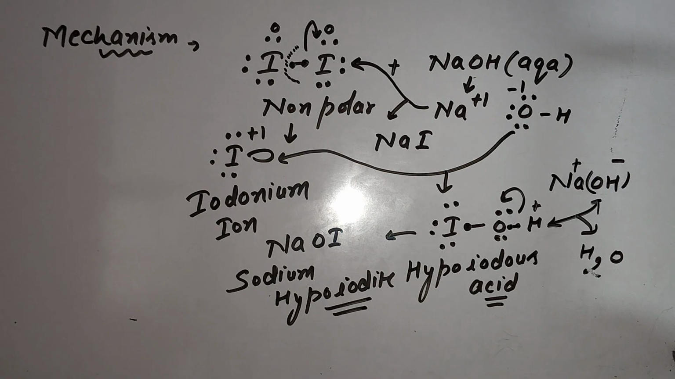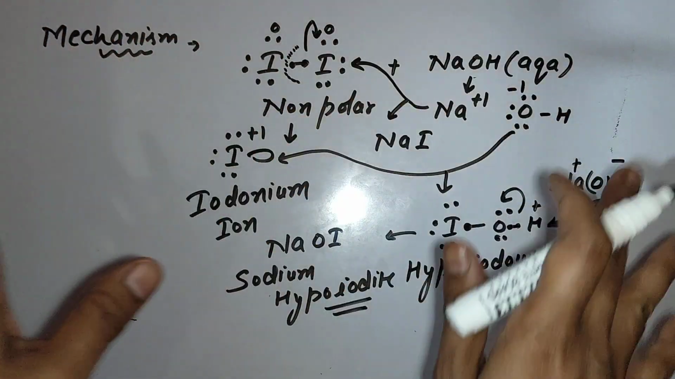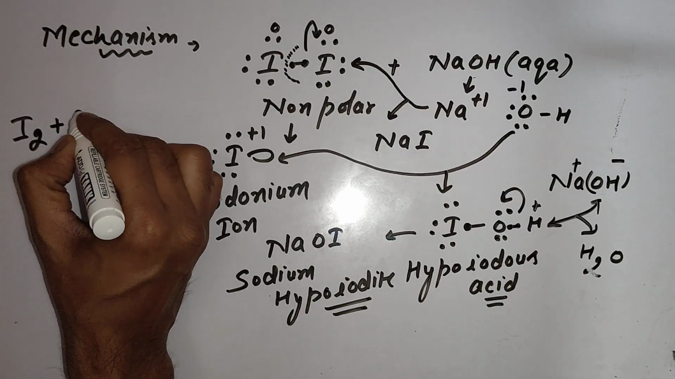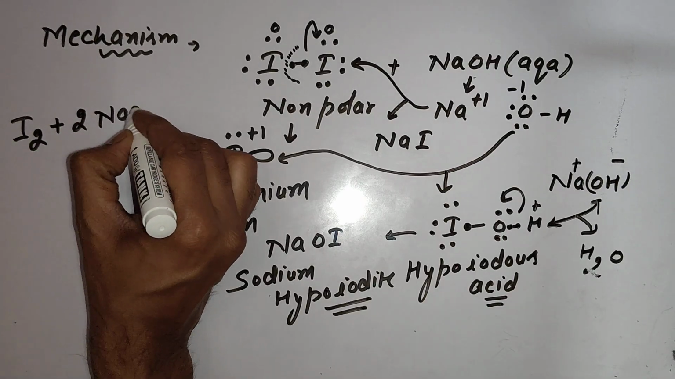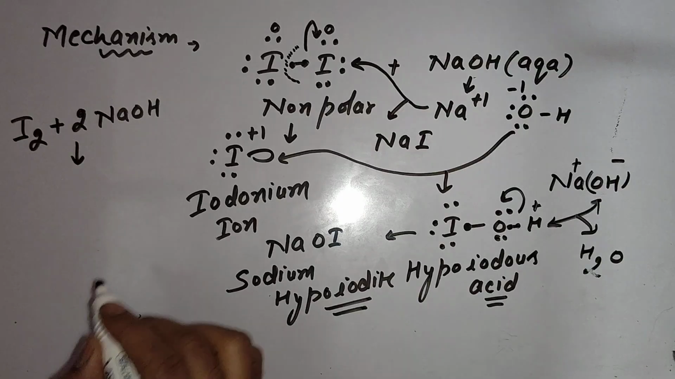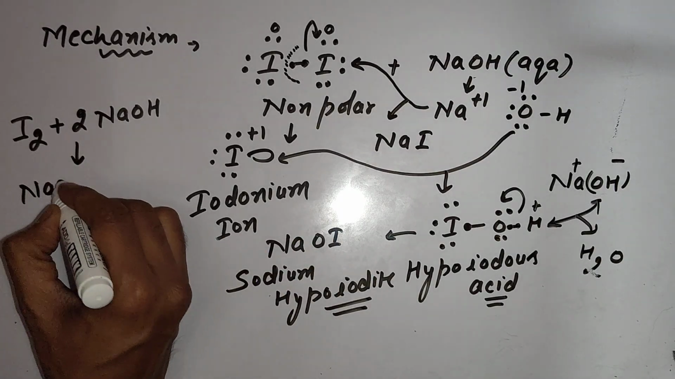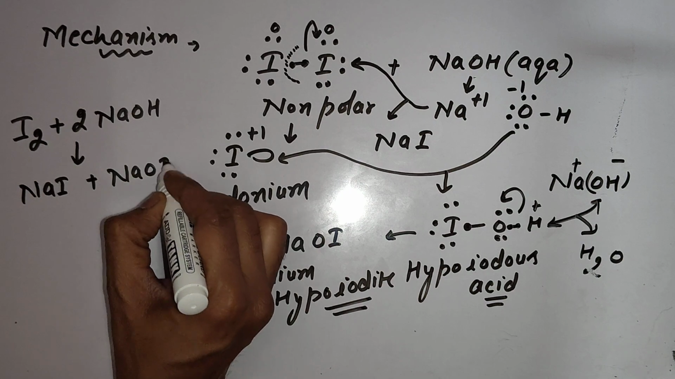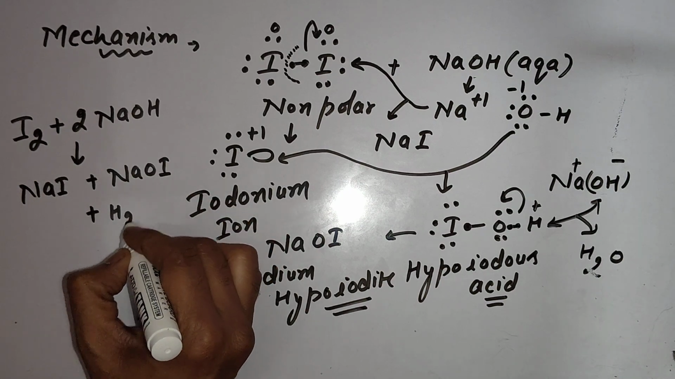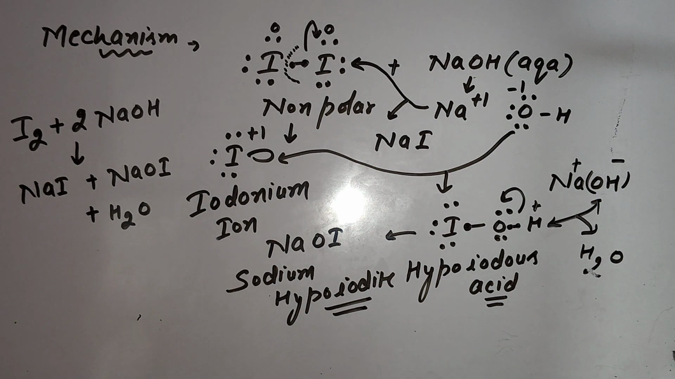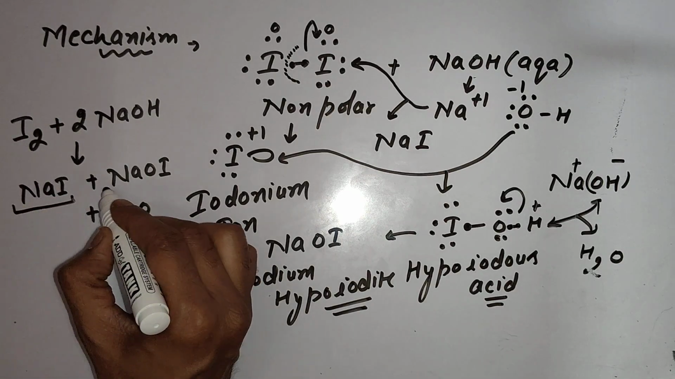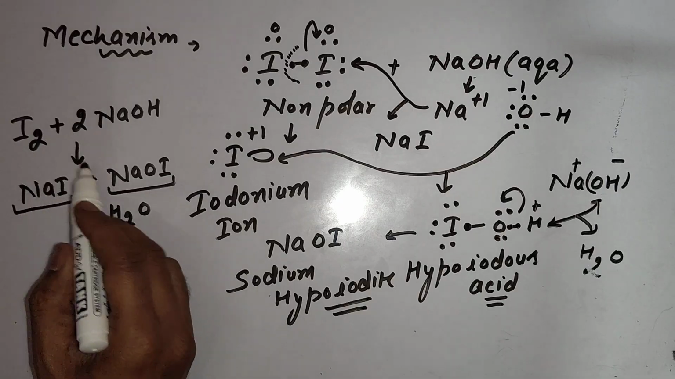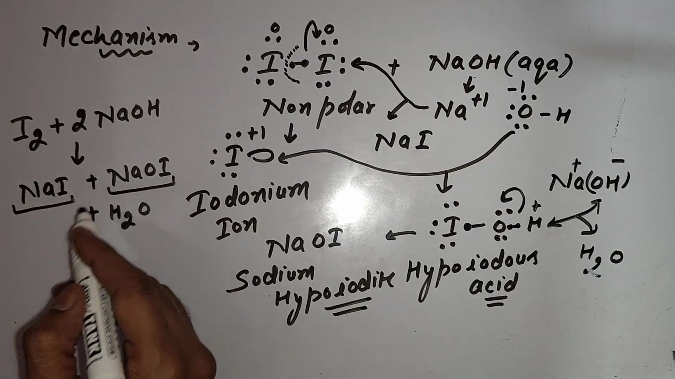Sodium hypoiodide. After this first step, what we are getting is: 1 iodine particle reacts with 2 particles of NaOH, which will give us 1 particle of NaI, 1 particle of NaOI, and 1 particle of H2O. Now let me tell you, NaI and NaOI are both soluble in water, so they will not precipitate out, they will dissolve in water.